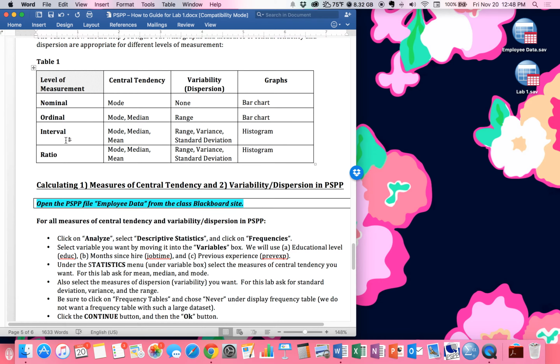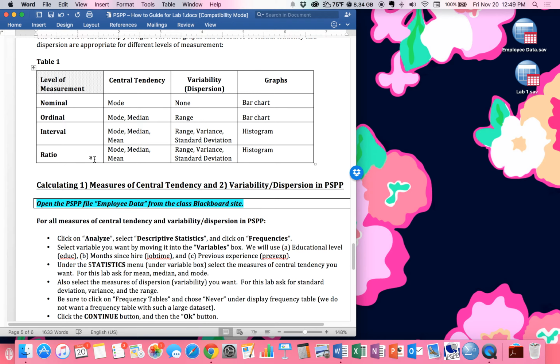Now, if we have interval level of measurement, like temperature, we can say mode: what was the most frequently occurring temperature this week? What was the median temperature? What was the literal middle temperature? And what was the mean? What was the average temperature? And we have interval level of measurement because we're measuring the exact amount of the quantity, right? We can use range, variance, and standard deviation, and we can display our results in a histogram.